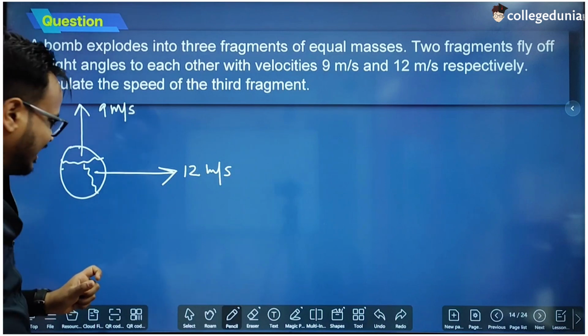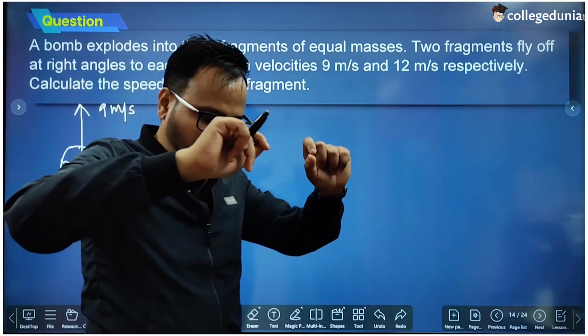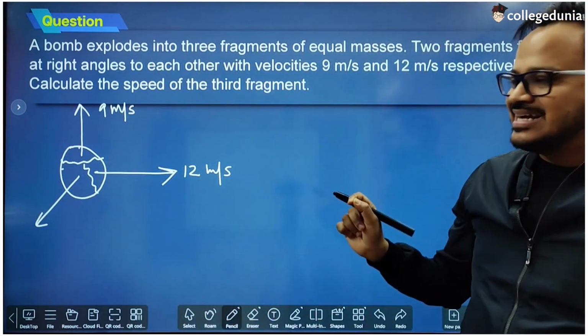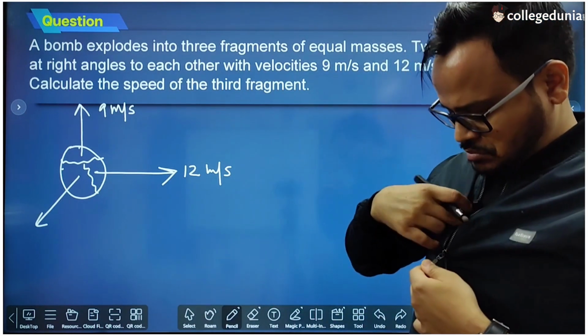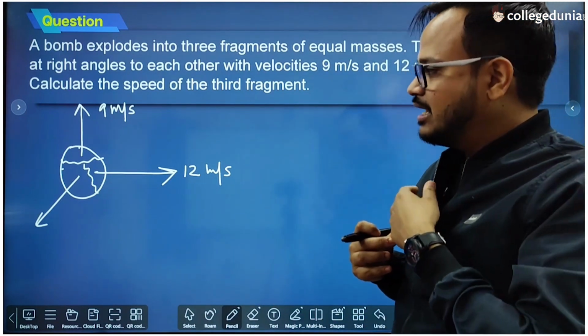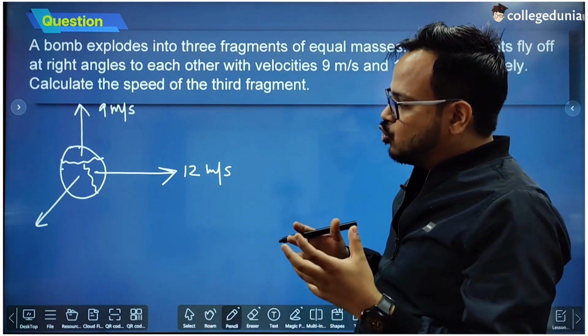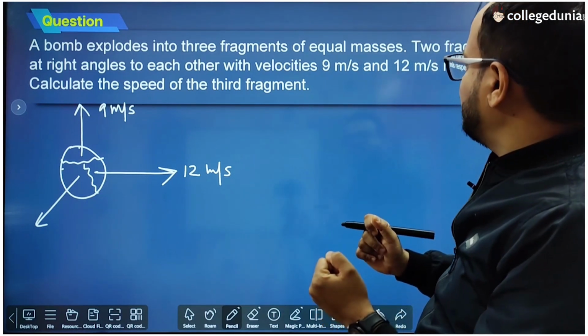So students, the third fragment will move in such a way that the resultant momenta of these two particles comes out to be 0. For that, the momentum of the third particle should be equal and opposite to the resultant of the momentum of these two particles, right?